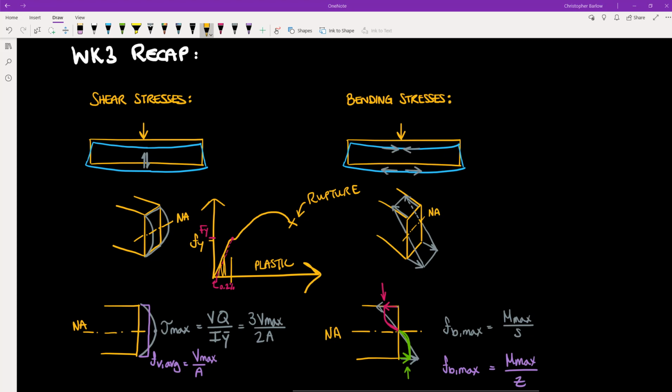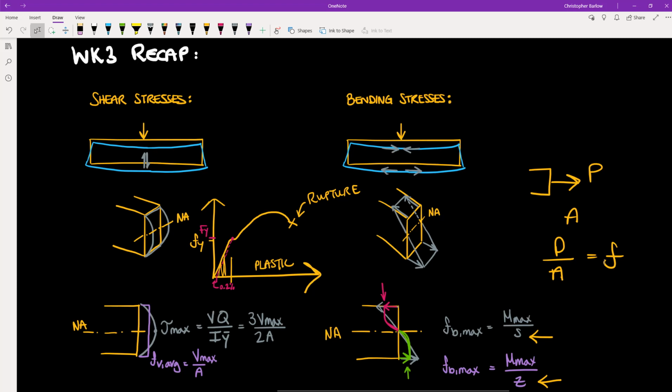We spent some time analyzing these stresses by defining this new geometric property called the section modulus. And we have both an elastic section modulus and a plastic section modulus. And we talked about the differences between those last week. This section modulus allows us to convert a bending moment force into maximum tension and compression stresses, similar to how we take an applied axial load and divide it by the cross-sectional area of the member to get us a tension stress.